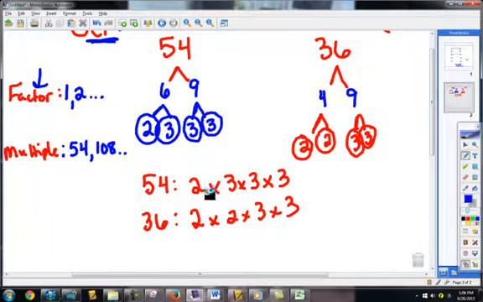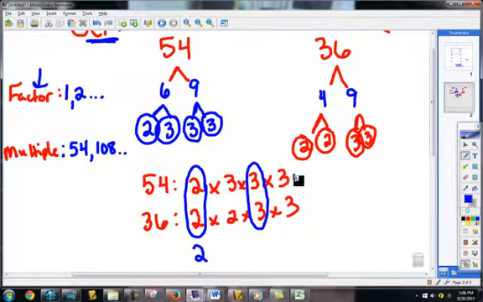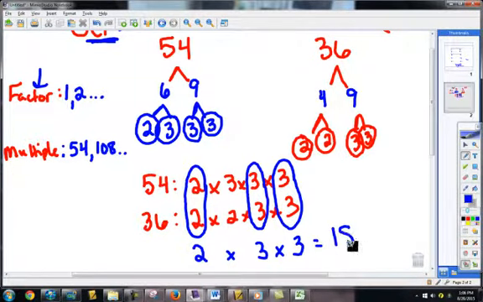Okay, so I look here and I say, okay, I know that they share a common 2, they share a common 3, and they share another common 3. So we use 1 from each of those because we're just saying what they share, and then everything they share, we're going to go ahead and multiply it out. 2 times 3 is 6, times 3 is 18. That is the greatest common factor.